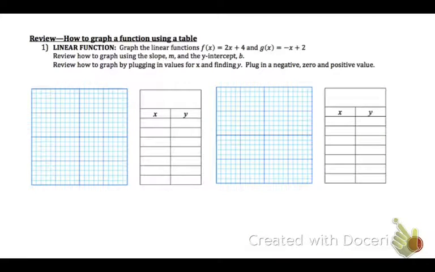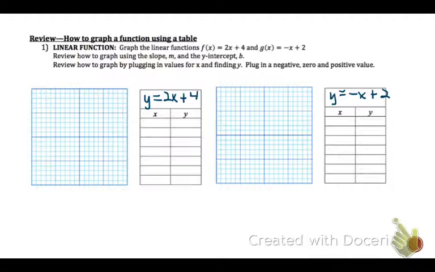The next thing that we're going to do to look at these functions is we're going to graph them. And so we're going to review how to graph a function using a table of values. We're going to look at our first function as a linear function. So we're going to graph f of x equals 2x plus 4. Let's write that in equation form just in this space in the table. So instead of f of x, it's y equals 2x plus 4. And then in the second graph, we're going to graph the function g of x equals negative x plus 2. So let's write that in equation form, which is y equals negative x plus 2.